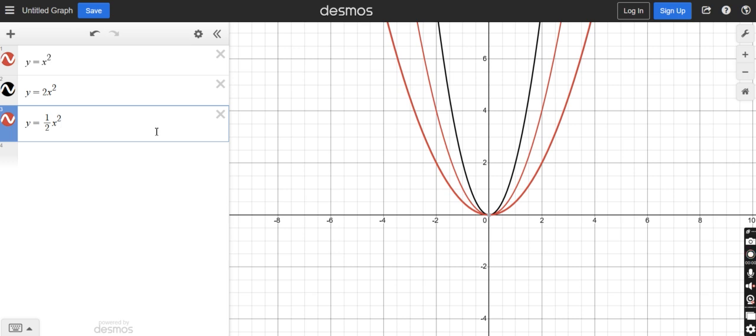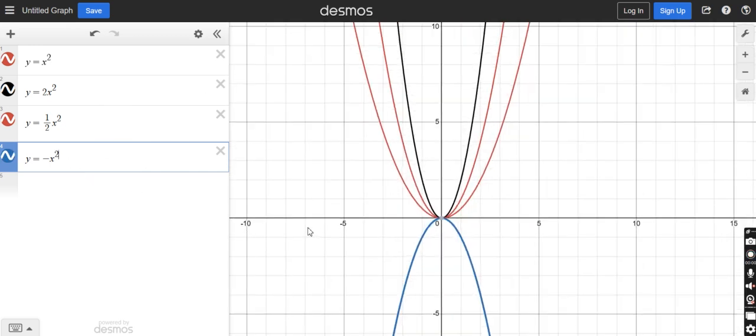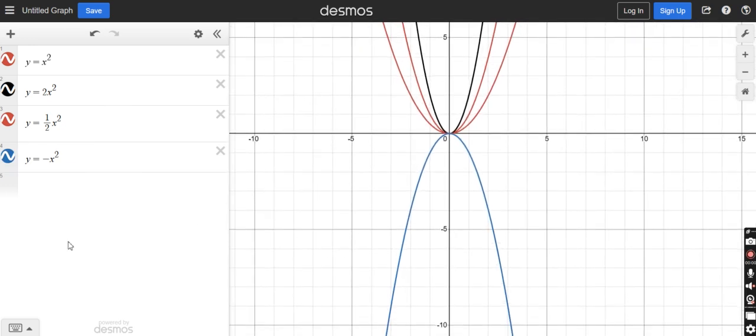Another thing we can do with this a value, this number in front, is we can turn the parabola upside down. So if I take y equals negative x squared, the result of this is that all of the y values that are being calculated from x squared are going to now be also multiplied by a negative 1. And so it appears that the parabola is opening downward. And that is called a vertical reflection, because it's up and down. The word reflection is because it's like a mirror. It's like looking in the mirror and you see your reflection.